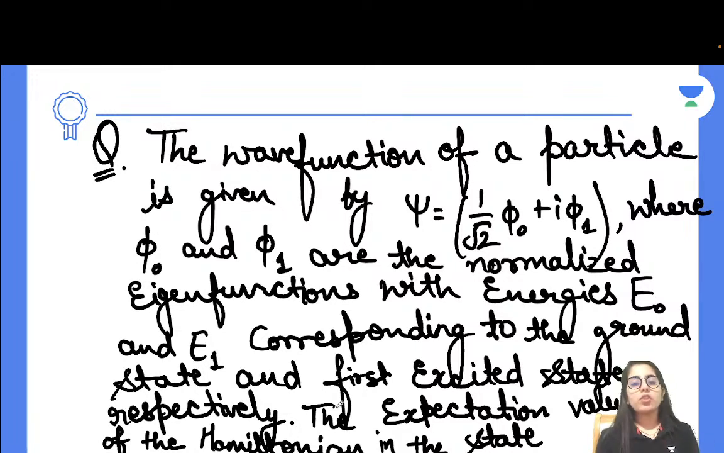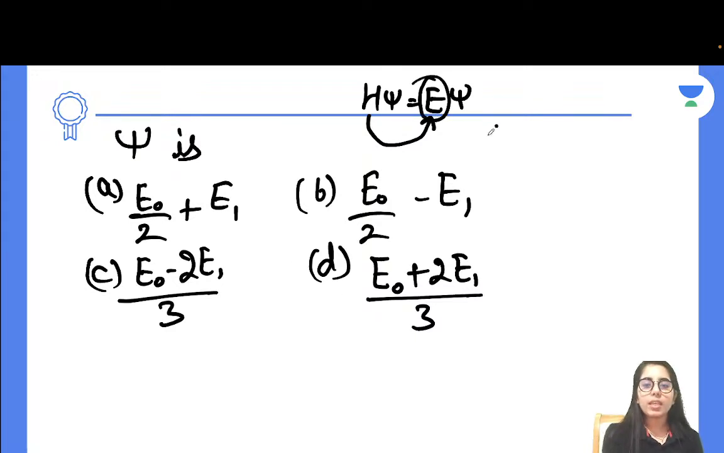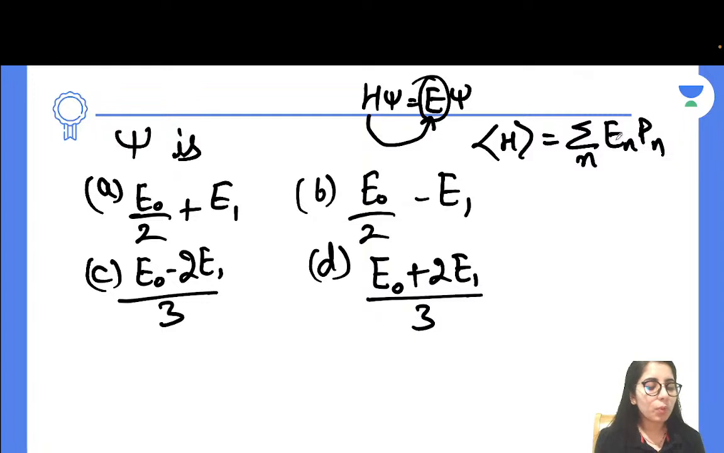Okay guys, let me just tell you. When you have this wave function and you want to find the expectation value of the Hamiltonian, you need to know the most popular expression in quantum mechanics: H psi is equal to E psi. The Hamiltonian's eigenvalue is energy, right? So the expectation value of the Hamiltonian is the summation over n of E n P n, where P is the probability of finding the particle in that particular state, for which you write the energy.